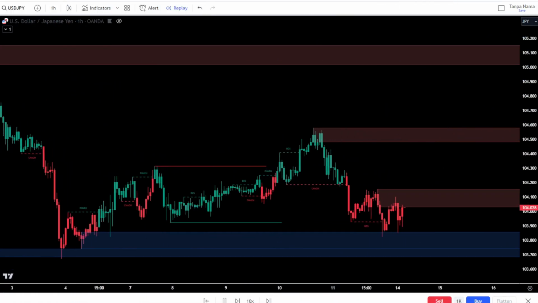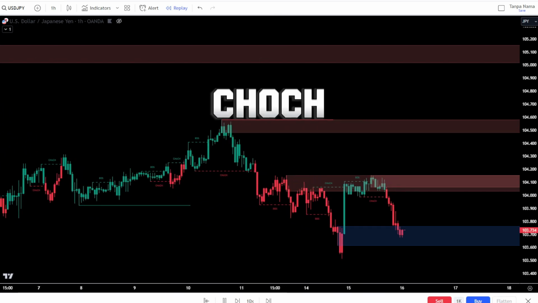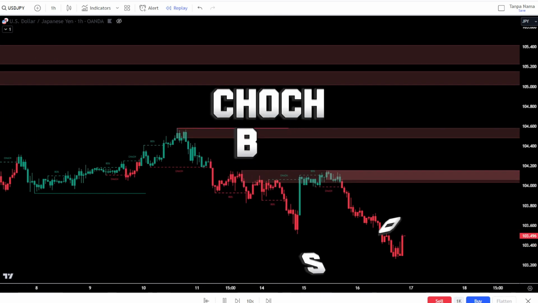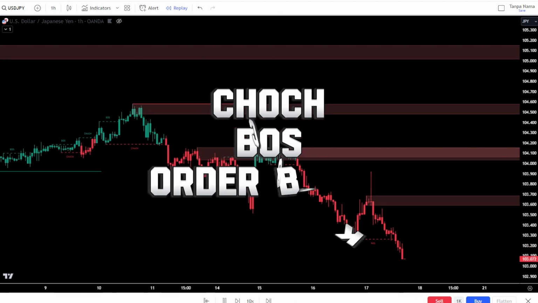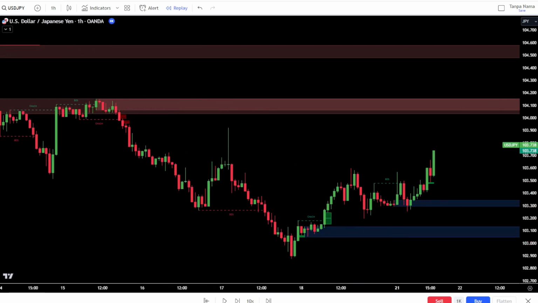When discussing the smart money concept, we certainly cannot overlook key elements such as CHoCH, change of character, BOS, break of structure, order blocks, and fair value gaps. The smart money concept indicator itself provides all the tools necessary to identify change of character, break of structure, order blocks, and fair value gaps. This makes it easy for you to comprehend and engage in trading using the smart money concept.